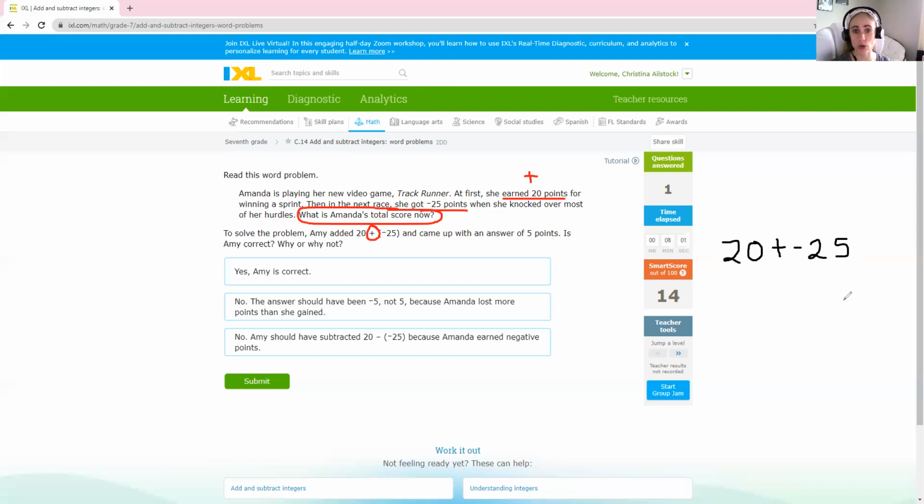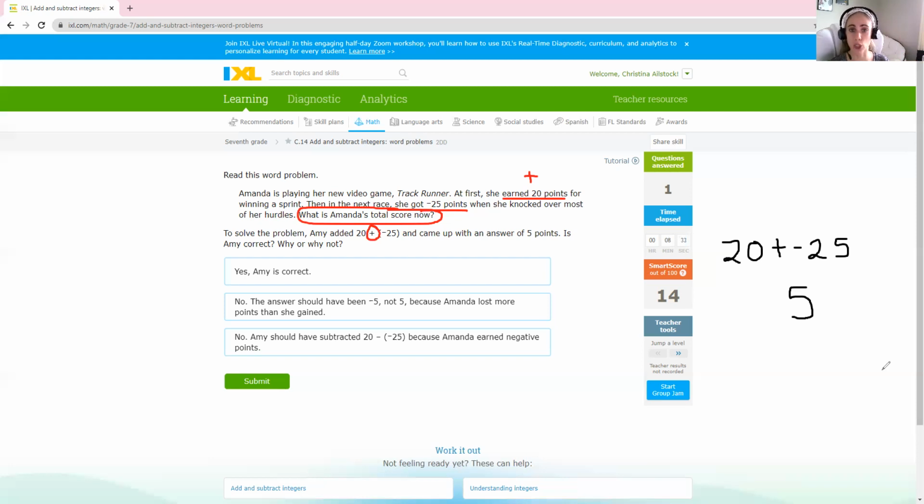Once again, we're going to follow our rules for integers. This time I'm not subtracting, so I don't need to rewrite. I can follow my rules for adding and subtracting integers. Remember, if their signs are the same, you add and keep the sign. If their signs are different, you subtract, and the larger absolute value is the sign that is kept. My signs are different. The 20 is positive, the 25 is negative. We're going to subtract. 25 minus 20 is 5.